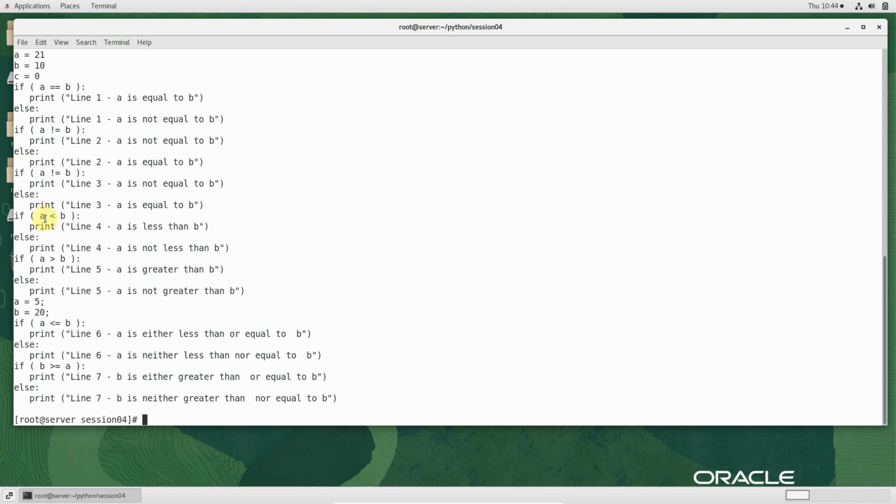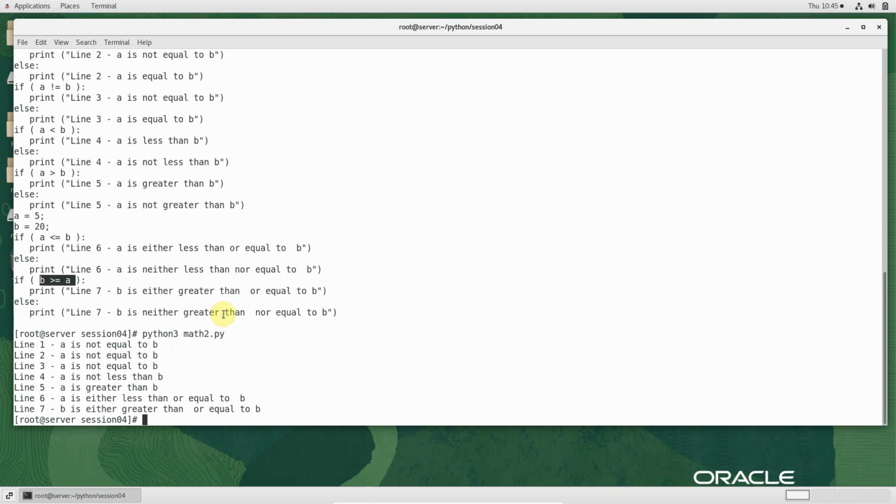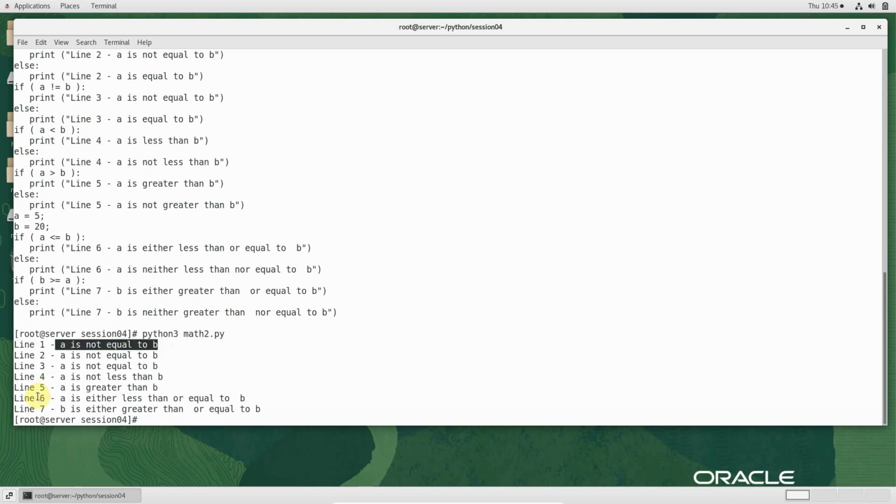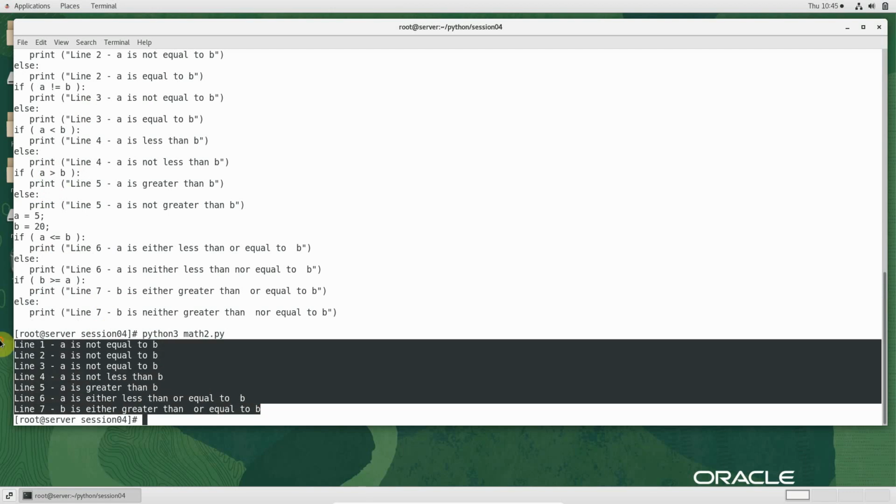Then this is another: a less than b, greater than b, and then a equal to 5, b equal to 20. We are comparing, is it less than or equal to, is it greater than or equal to. And if I try this example, you will see the output as we expect. A is not equal to b. In line 2, a is not equal to b, and so all these relational operators work as expected: greater than, less than or equal to, greater than or equal to, right?